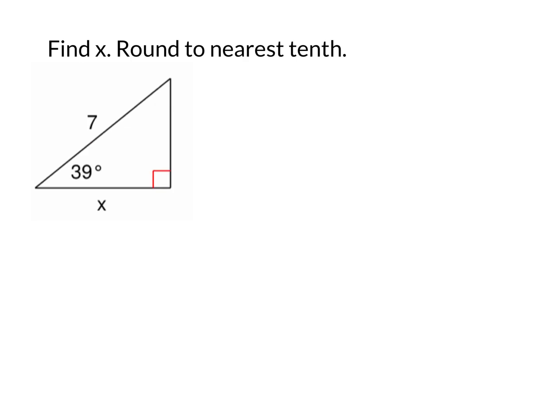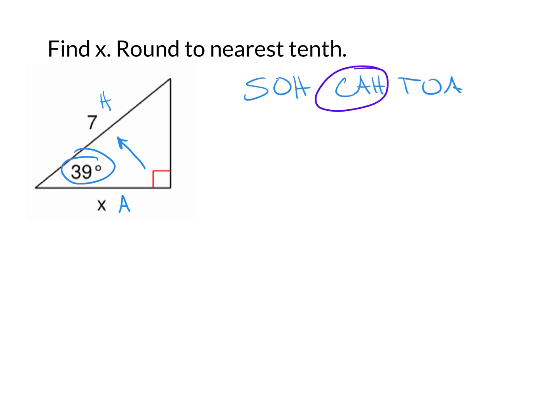All right, this one, find x. So once again, we're doing SOHCAHTOA. And I have my reference angle, 39 degrees, so everything goes with that angle. So the x is adjacent, it's right next to it. The 7 is across from the 90, so it's hypotenuse. So I have A and H. A and H, so CAH, that's cosine theta, is equal to the ratio A divided by H. Cosine, A over H.